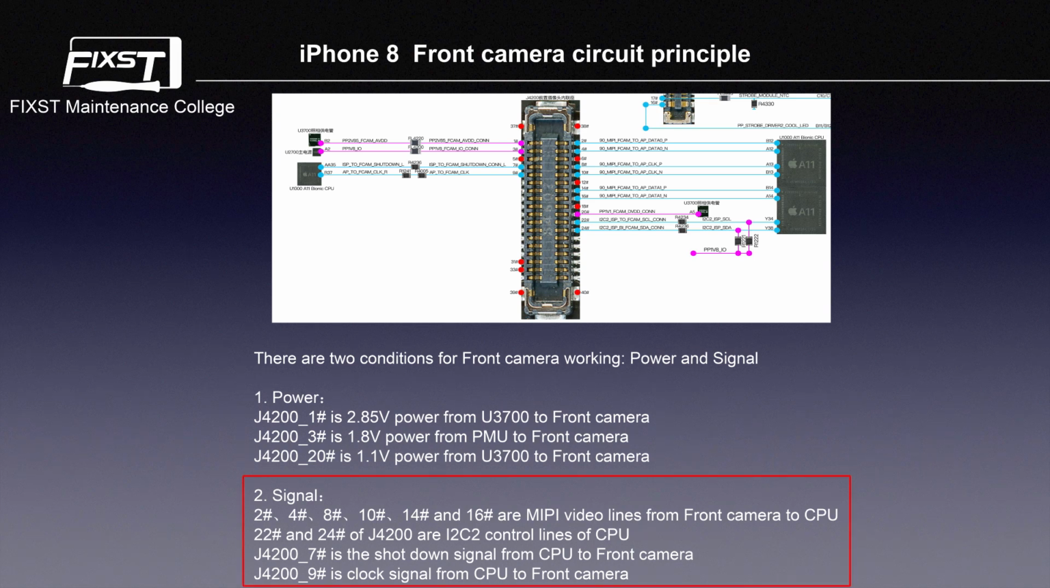2. Signal. Pin 2, Pin 4, Pin 8, Pin 10, Pin 14, and Pin 16 are MIPI lines from the front camera to the CPU. Pin 22 and Pin 24 of J4200 are I2C2 control lines of the CPU. Pin 7 of J4200 is the shutdown signal from the CPU to the front camera. Pin 9 of J4200 is the clock signal from the CPU to the front camera.